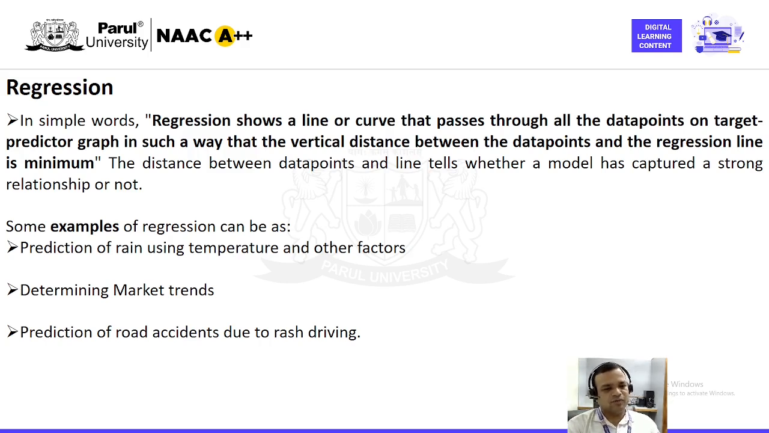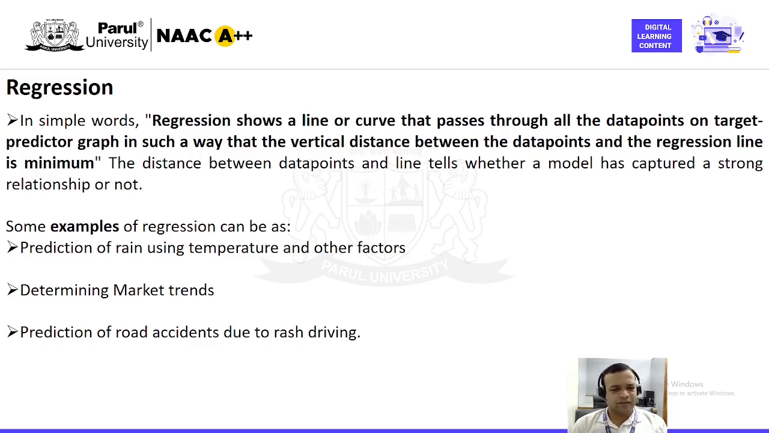This is done with the help of some variables, some factors, called independent variables. Road accident will be considered the dependent variable, but there are some factors, which are called the independent variables. With the help of these independent variables, we can calculate the number of road accidents on that particular highway. So these are examples to understand regression.